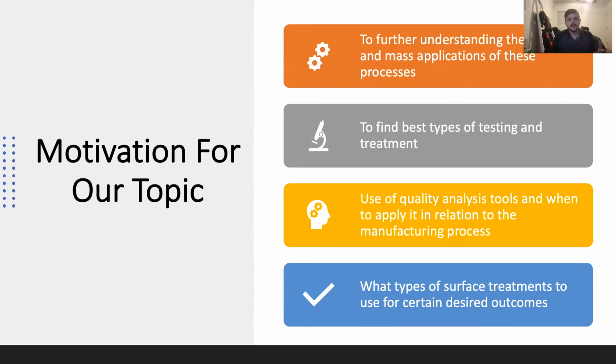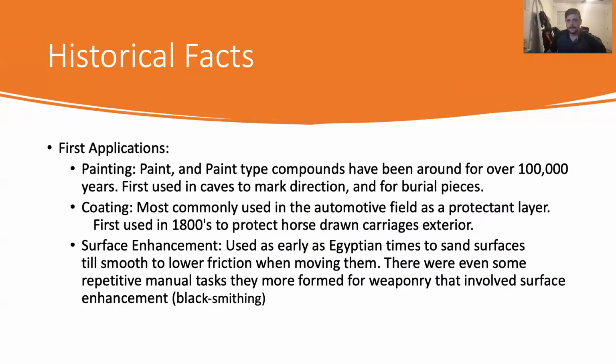So we'll talk about how all of these will come together momentarily. But before that, it's important to look back to understand where we're going. Some of the first applications start with painting. Painting is a type of compound that's been around for over 100,000 years, and it was first used to mark cave directions or burial places in their intricate systems that they had down there underground. Or they even did it for war paint, stuff like that, or just decoration.